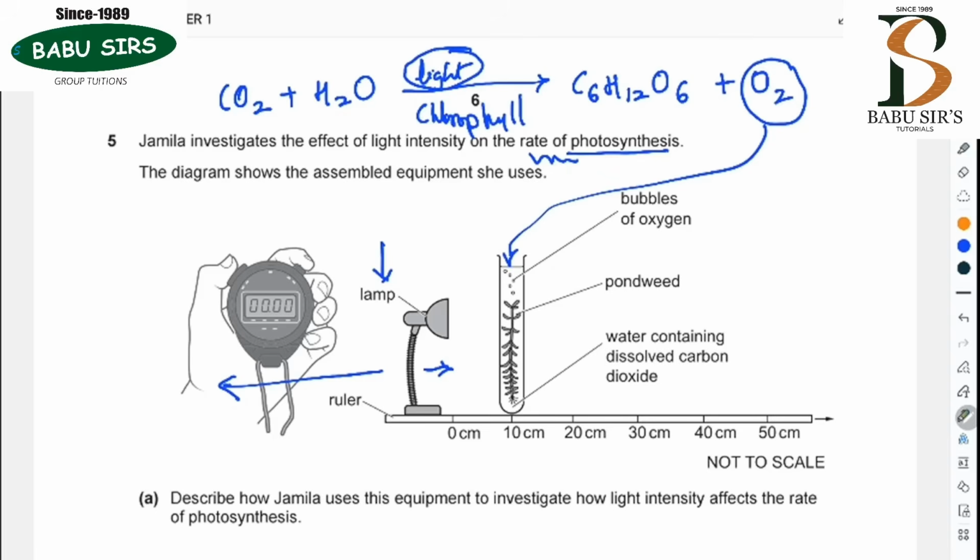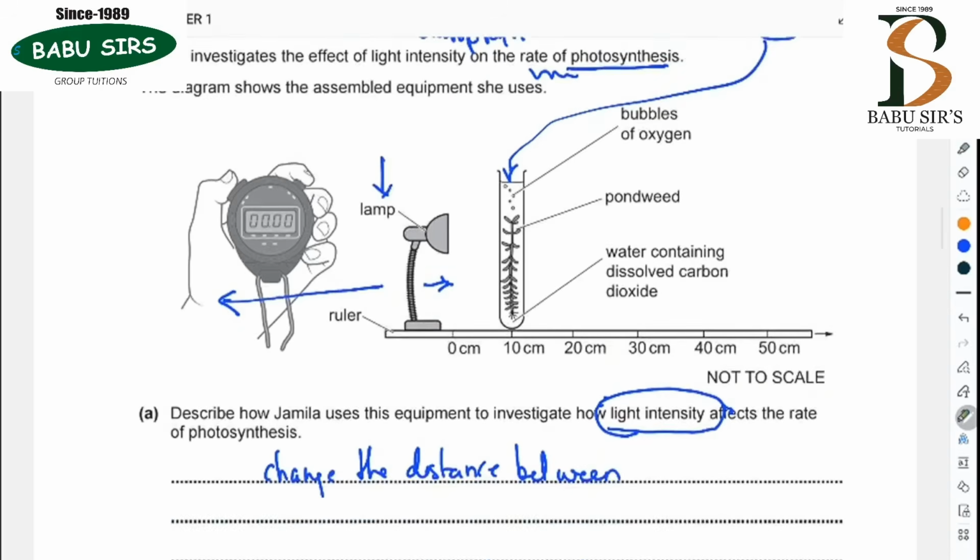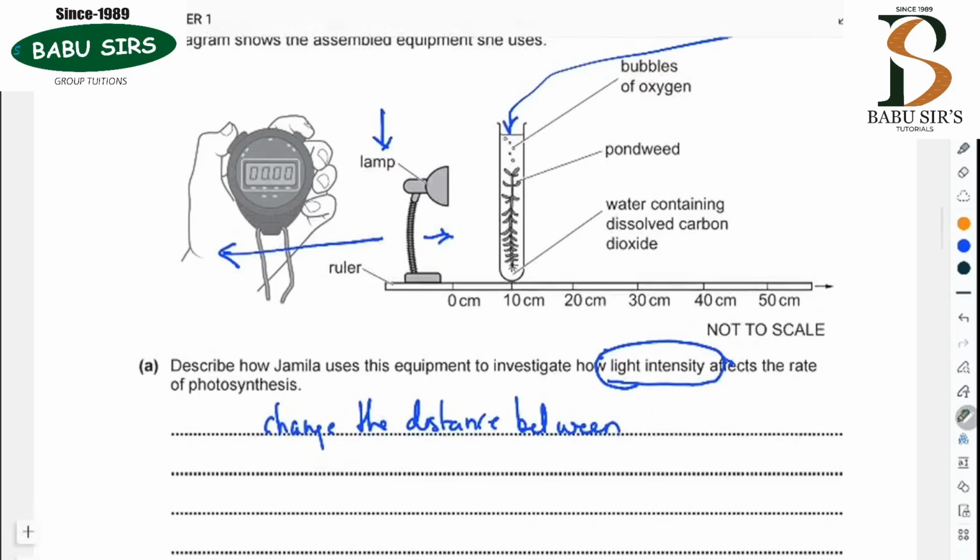So, we'll go with the first question. Describe how Jamila uses this equipment to investigate light intensity. Now, how to change the light intensity? As I told you, you can change the distance between the lamp and this, which is a pond weed. So we'll write it pond weed.